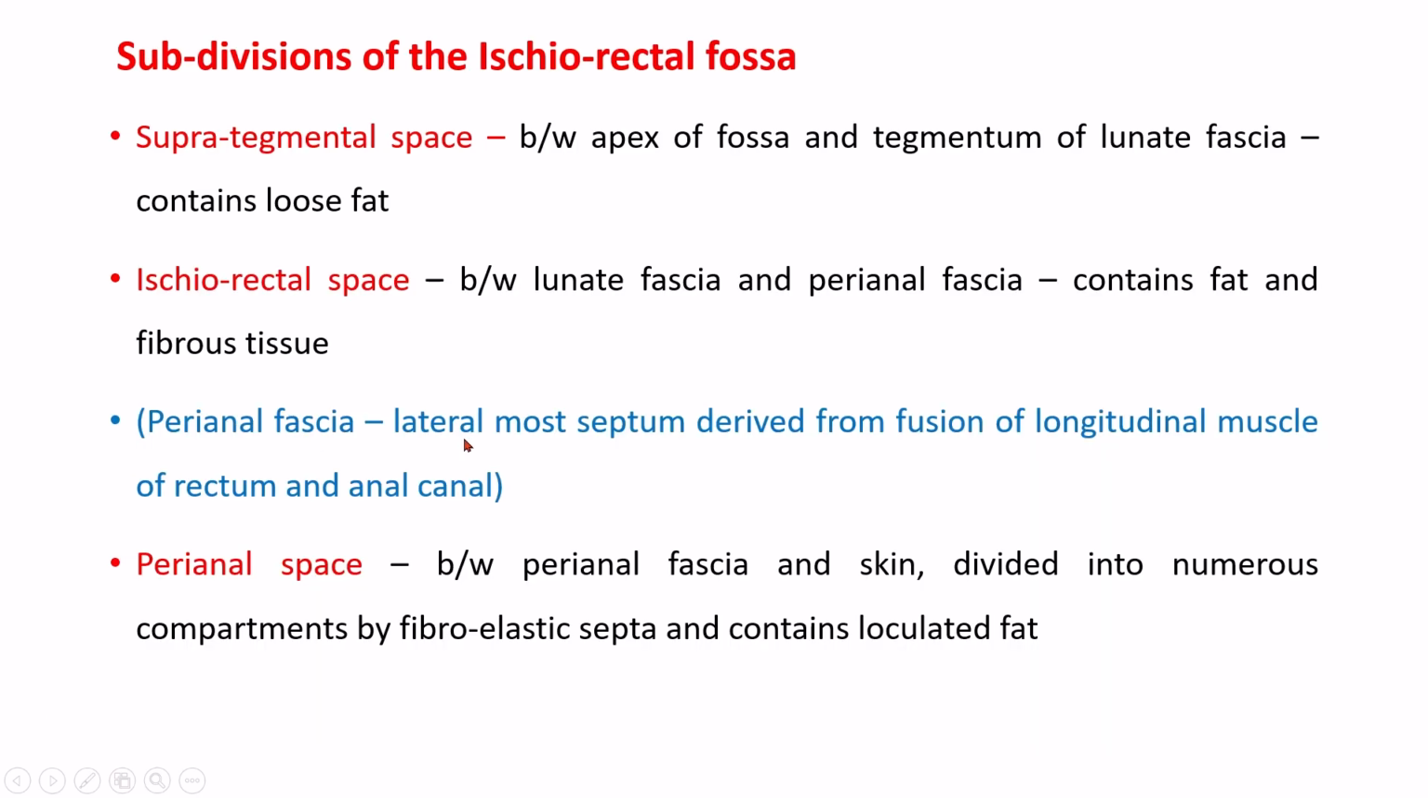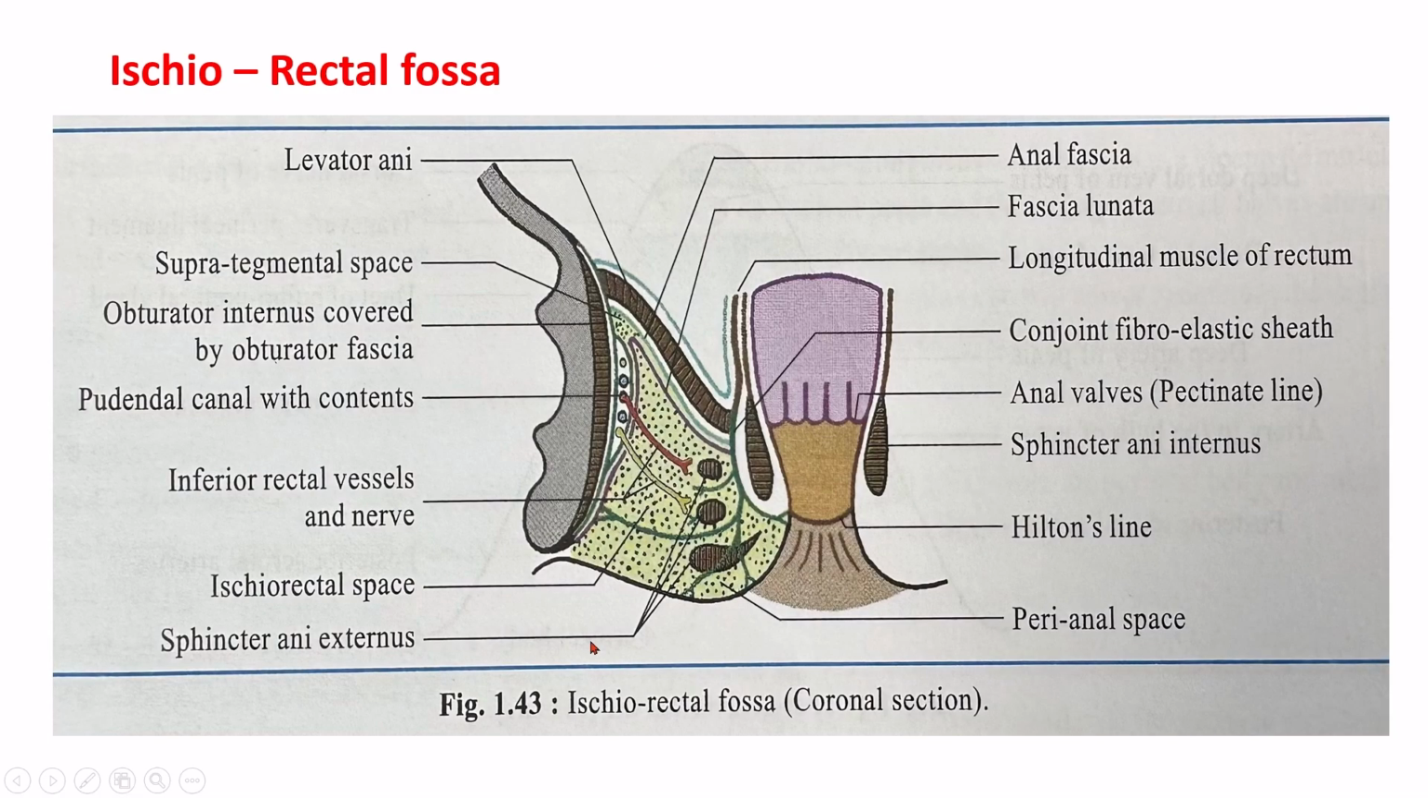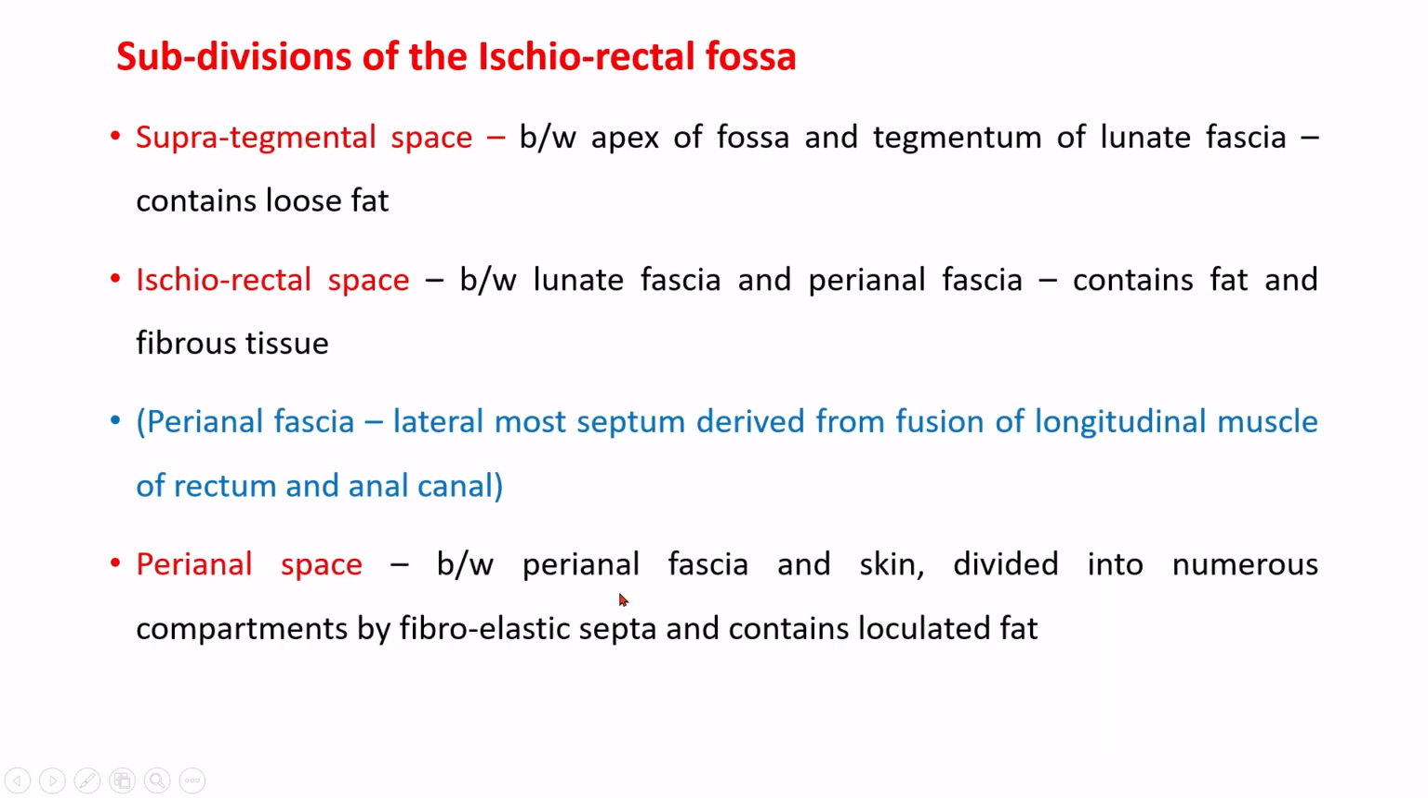So what is this perianal fascia? It is the lateralmost septum derived from fusion of the longitudinal muscle of the rectum and anal canal. Then the perianal space is between the perianal fascia and skin, divided into numerous compartments by fibroelastic septa, and contains loculated fat. So we have the suprategmental space, ischiorectal space, and perianal space. There are multiple septa dividing this into smaller compartments with loculated fat, so any abscess here will cause intense pain.